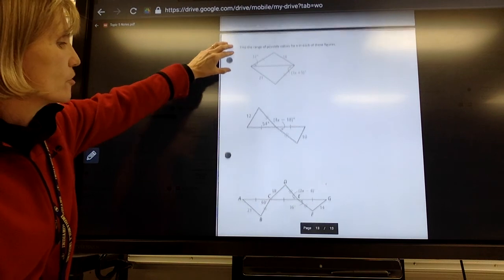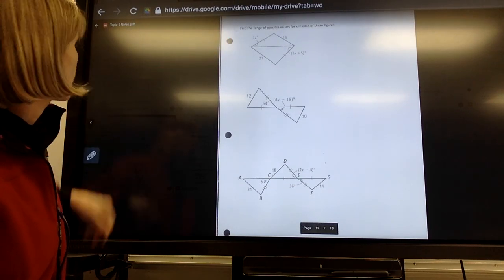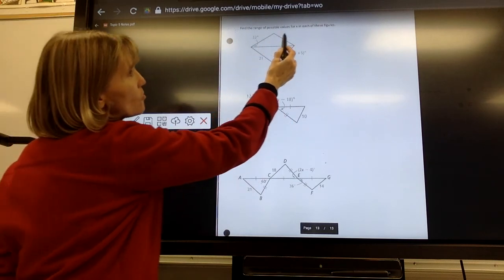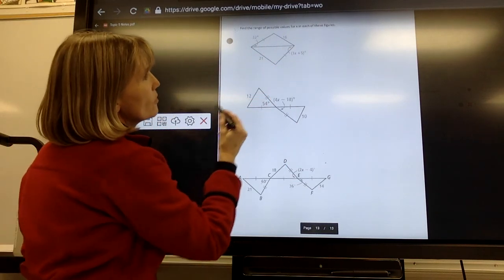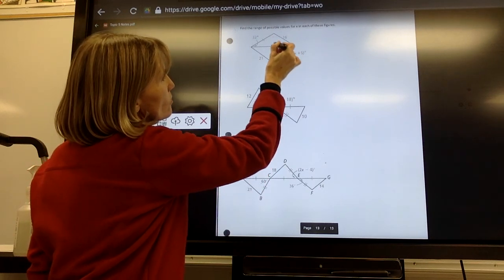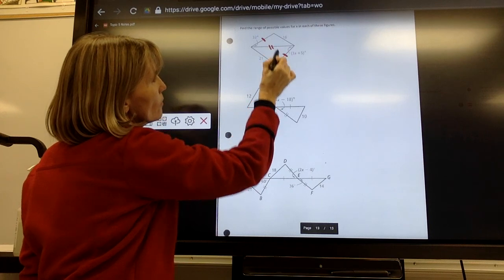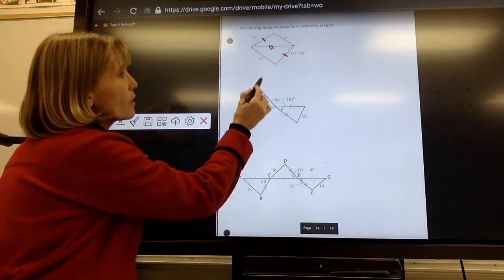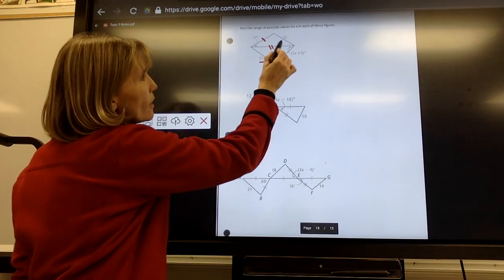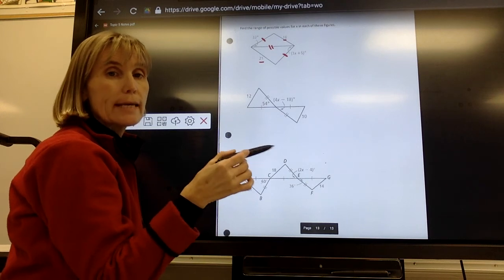Let's look at some problems that you're going to encounter on your worksheet. It says find the range of possible values for x in each of these figures. These figures have congruent pieces right here. Those two sides are congruent to each other, and those two are congruent to each other. Because this is 21 and this is 16, there's a couple of different ways that you can write this, but we're going to be writing inequalities.